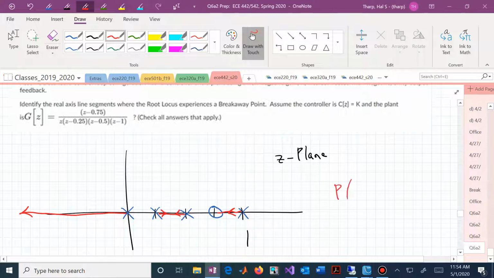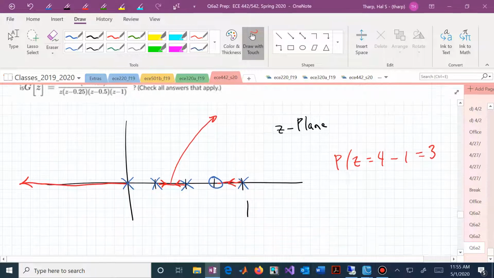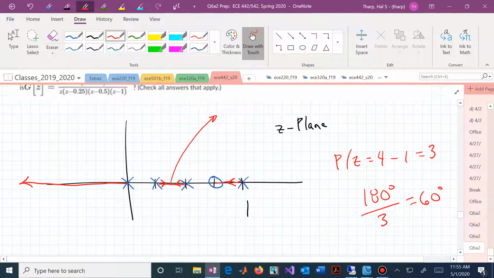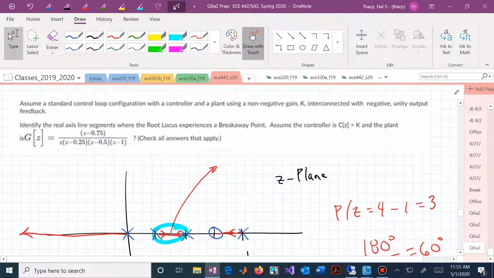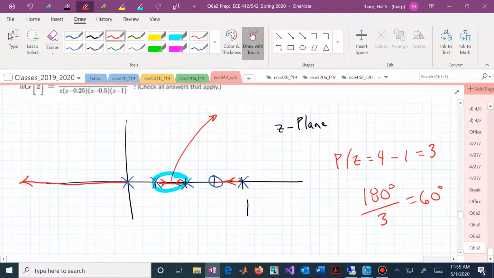There's no breakaway point to the left of the origin, but there are 2 branches here. Our pole zero excess is 1, 2, 3, 4 minus 1. It's 3. So in fact, these 2 branches will break away, and one is going to go off at the fundamental angle of 60 degrees for the asymptote. Again, this is rule 4. You didn't need to know that. All you needed to do was identify that that particular segment is where we have a breakaway point, and we have another branch symmetric to the upper branch, and it's going off at 300 degrees or minus 60 degrees.